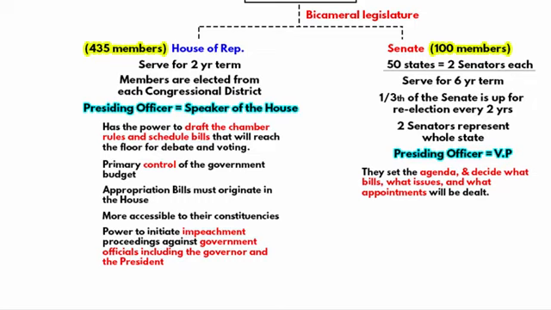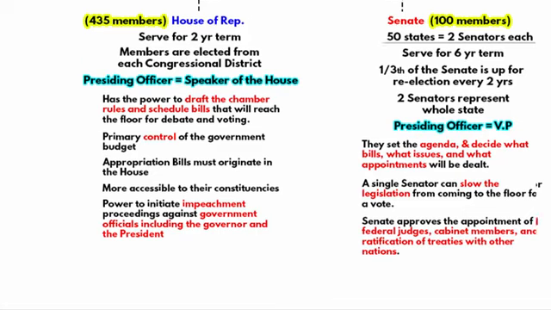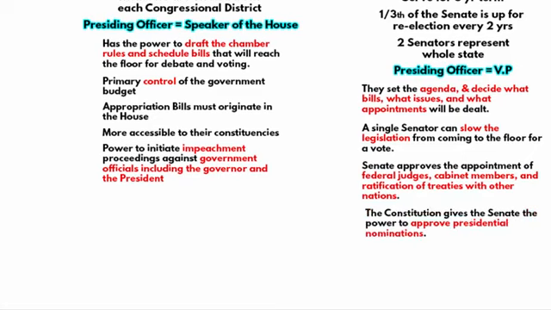On the other hand, a Senate leader gets to set the agenda, meaning he or she can decide what bills, what issues and what appointments will be dealt with at any given time. A single senator can slow legislation from coming to the floor for a vote. The Senate has special powers that come under the category of advice and consent. This means the Senate must approve a number of different activities of the executive branch, including appointment of federal judges, cabinet members, and ratification of treaties with other nations. The Constitution also gives the Senate the power to approve presidential nominations.